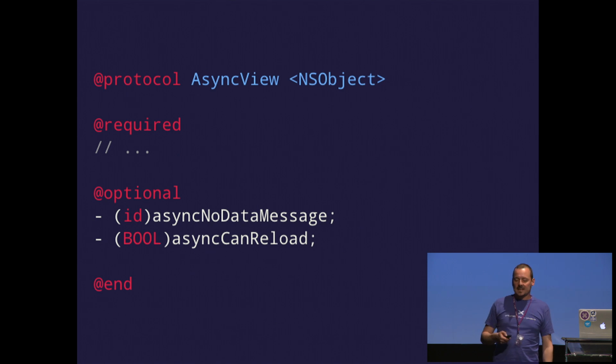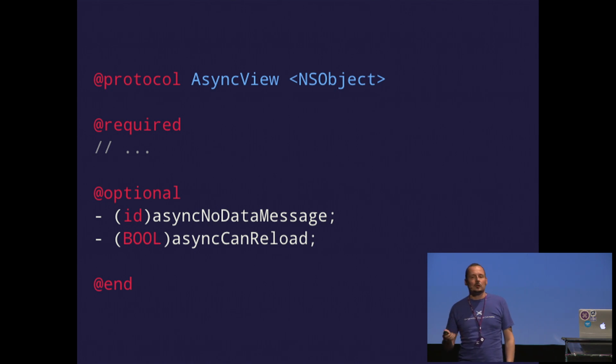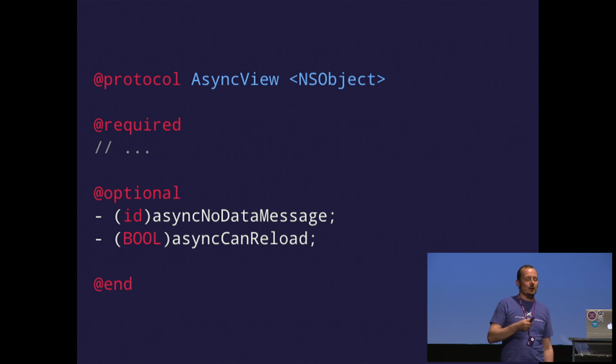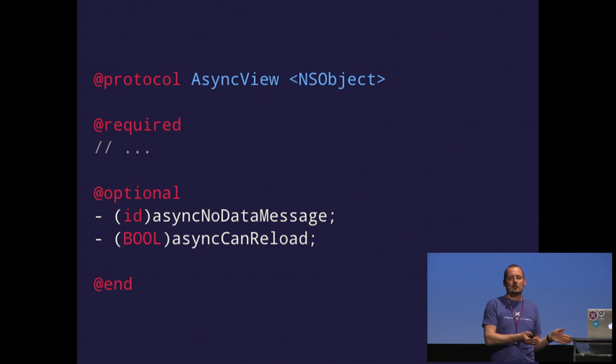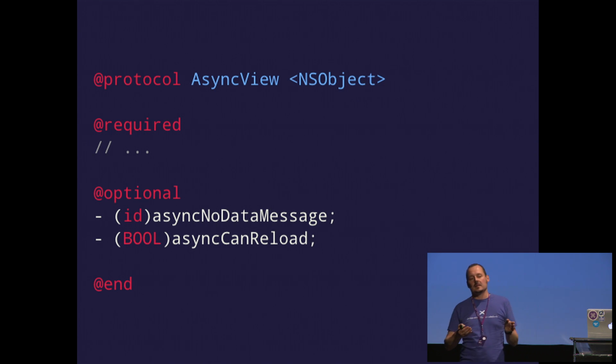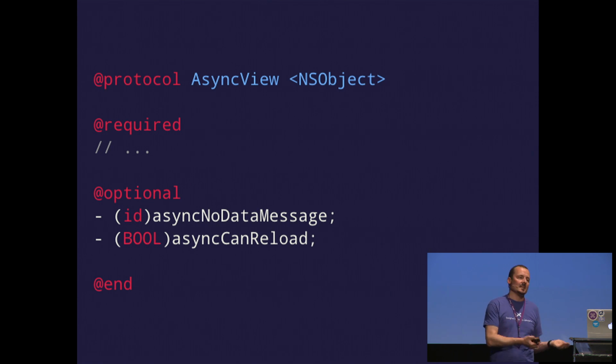Now, the async can reload method is used also by the status view. If there's an error, you might want to allow the user to reload the data. It might be a timeout, and you want the user to perform the action again so that the data might get there. So this method asks the view, can you reload the data?